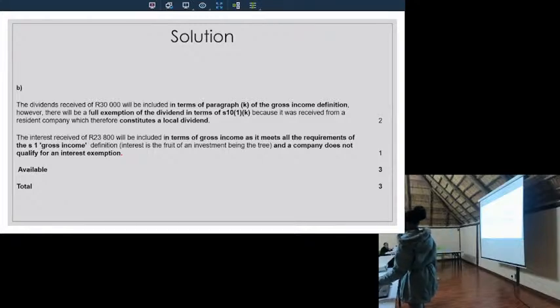Are we good? So the interest received of 23,800 will be included in the gross income as it meets all the requirements of the section 1 gross income definition. Interest is the fruit of an investment being the tree, and a company does not qualify for an interest exemption. We just saw it in section 10(1)(i).